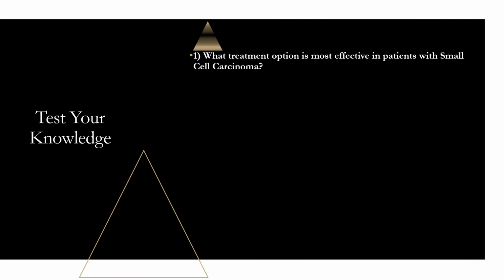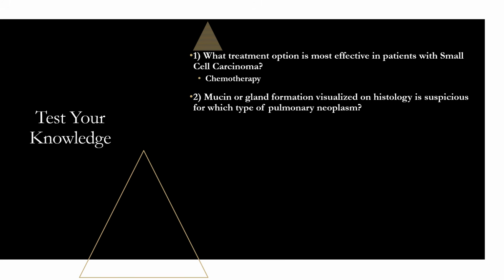First question, what treatment option is most effective in patients with small cell carcinoma? Most effective option in small cell is going to be chemotherapy. Remember, small cell lung cancer, that C stands for chemo. Question 2, mucin or gland formation visualized on histology is suspicious for which type of pulmonary neoplasm? That is going to be your adenocarcinoma.